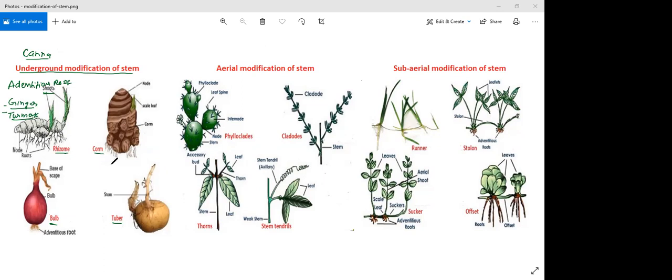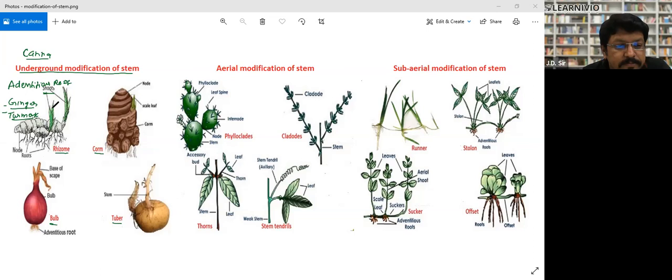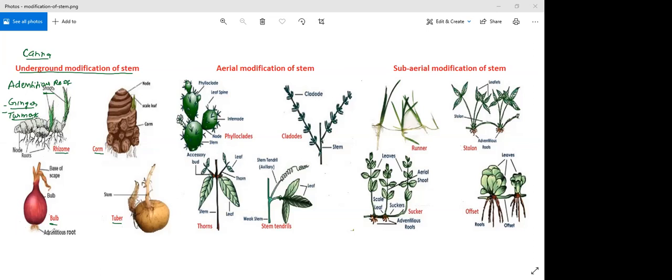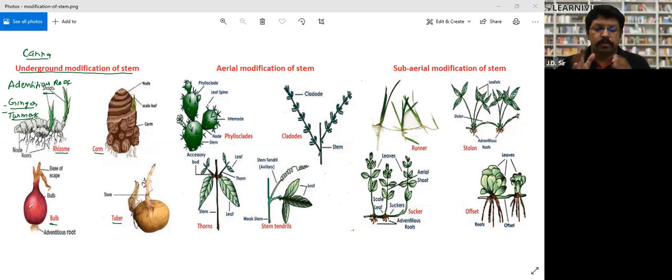You put horizontal, right? This is the horizontal part, and they give rise to vertical stem shoots. Let me tell you practically. Canna is not annual; it's a perennial. So when you grow canna, the horizontal lower part, the brown-colored rhizome, remains surviving.